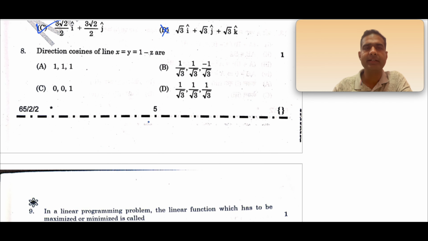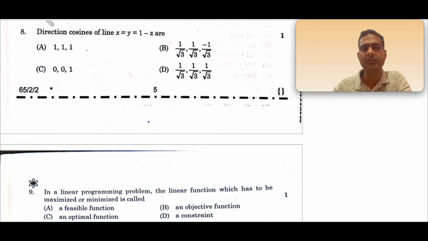Question number 8, direction cosines of the line x is equal to y is equal to 1 minus z. We have to find out the direction cosines of this line.